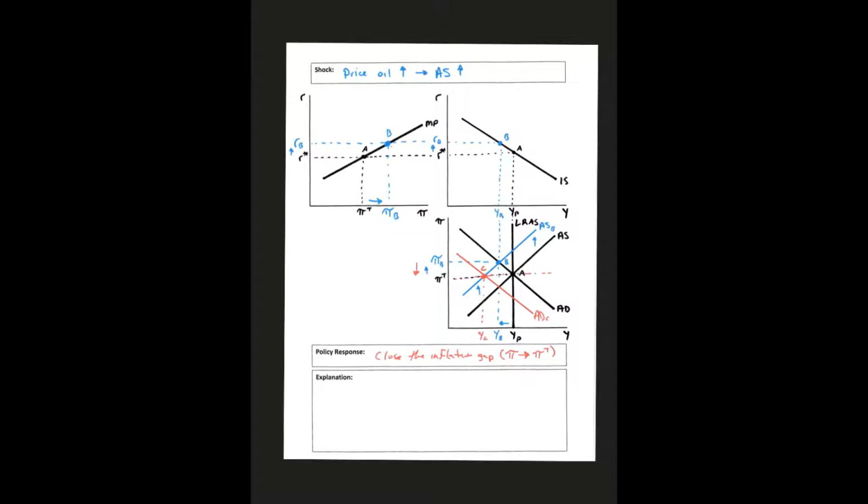So if we're trying to close the inflation gap, we're going to have to do contractionary monetary policy. And so if we do contractionary monetary policy, that means R bar is going to increase. So I have my increase in R bar, which means that overall interest rates are going to go up. So consumption, investment, net exports, all those are going to go down. That's going to shift my aggregate demand curve back to the left.